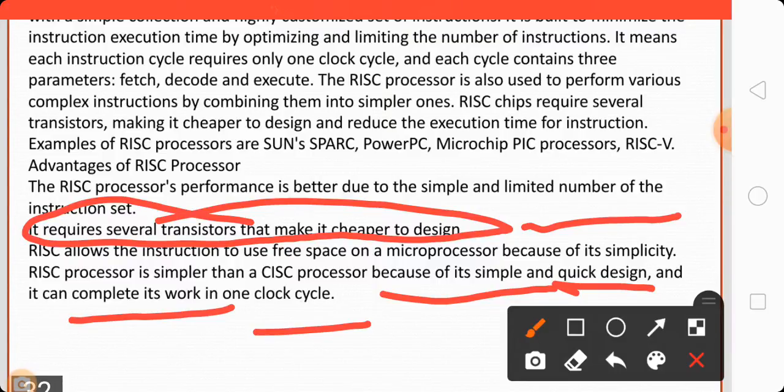Again, I repeat, RISC means reduced instruction set computer, and here we minimize the instruction set, using a limited number of instructions in this type of architecture. We require several transistors to design this type of processor, which makes it a cheaper design, and its design is simple, and therefore it gives better performance than CISC computers.